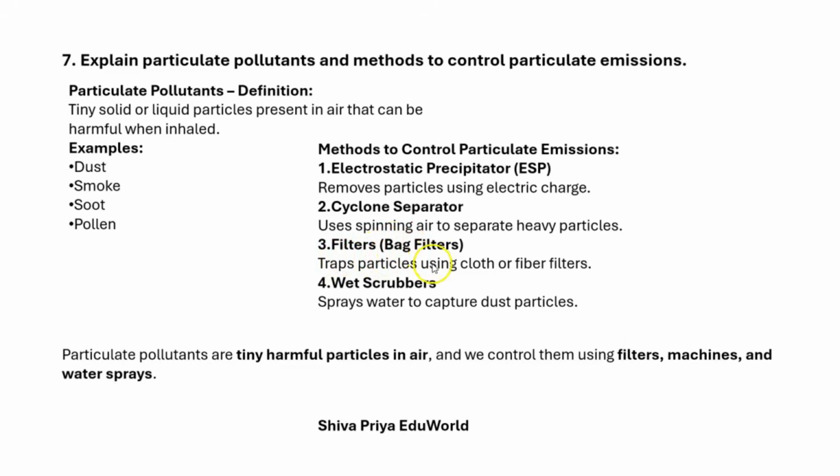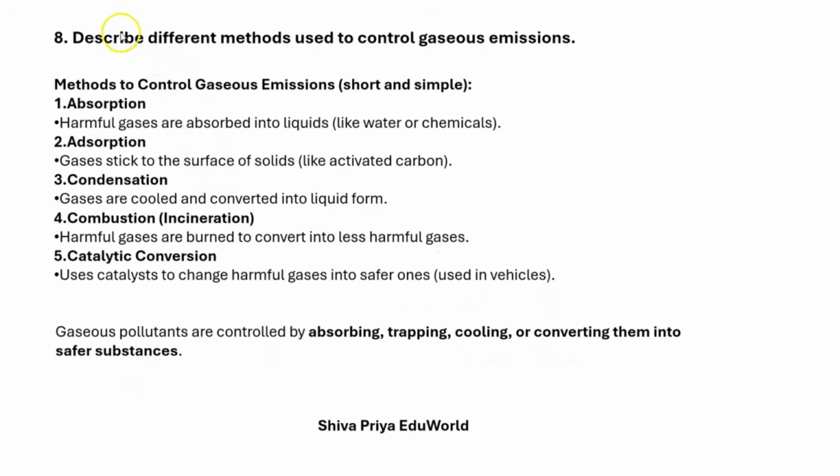It will trap the particles using cloth or fiber filters. And we use wet scrubbers as well, which spray water to capture the dust particles. These are all the methods to control particulate emissions. Finally, particulate pollutants are tiny harmful particles present in the air, and we can easily control them using filters, cyclone separators, electrostatic precipitator machines and water sprays as well. Clear? Let us move to the next question.